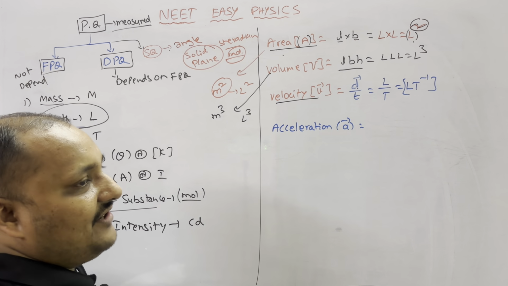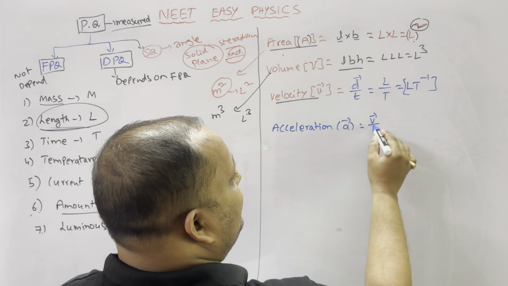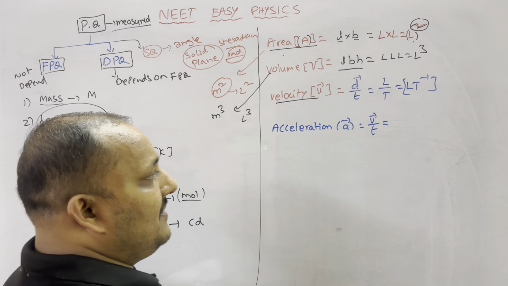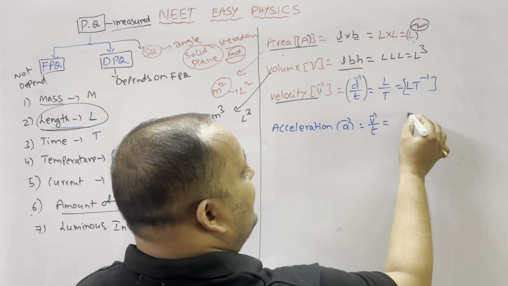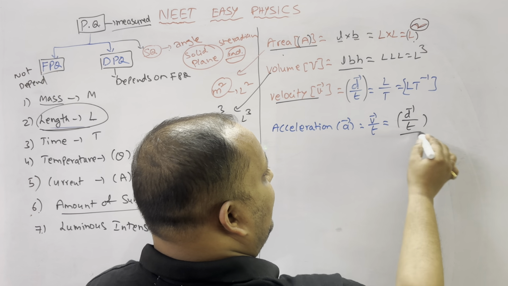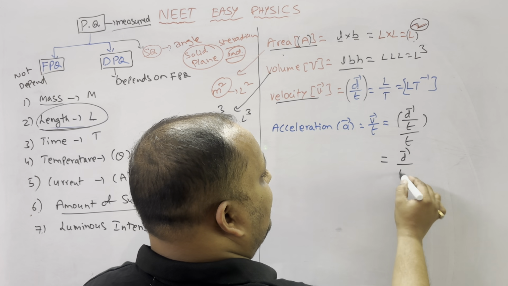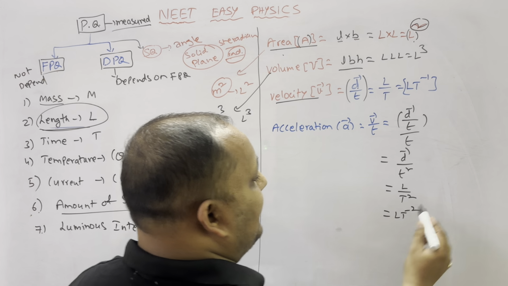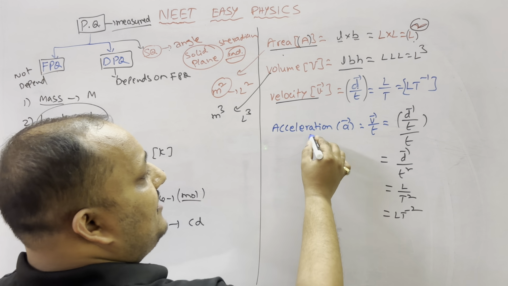What is acceleration? Definition means change in velocity by time. If you forgot the velocity dimension formula, velocity can be written again as displacement by time, divided by time. So displacement by t square, that is nothing but L by t square, L t power minus 2. You can follow by using units also.